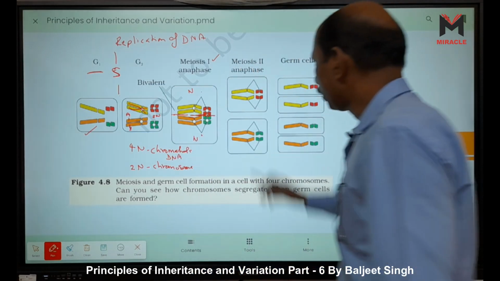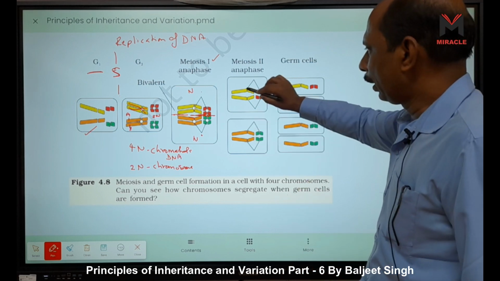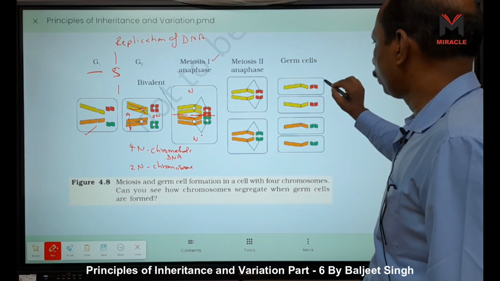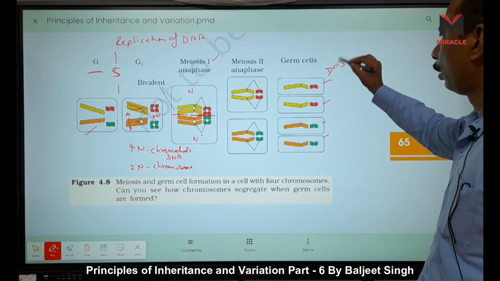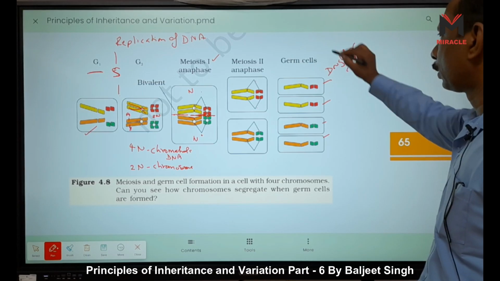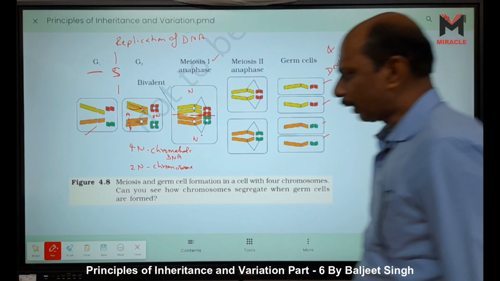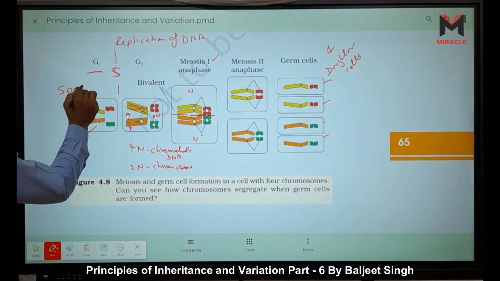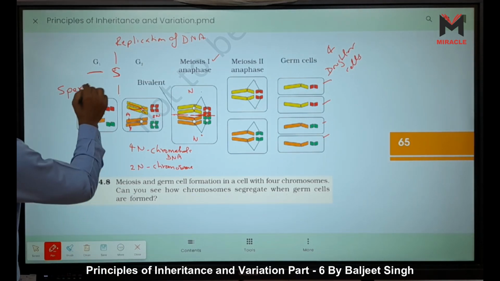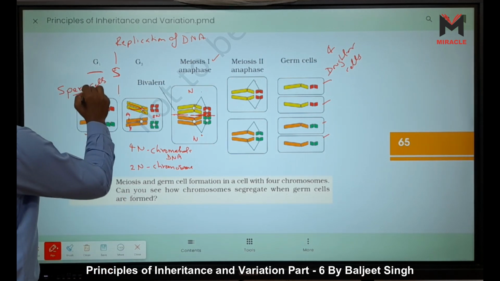And meiosis second means what happens? Now these two once more separate. Here 4 germ cells, or daughter cells, are formed. Do you understand this one? Suppose this one is a sperm cell. This one is the sperm mother cell. I am asking about spermatogonia. What happens? Spermatogonia, sperm mother cells.